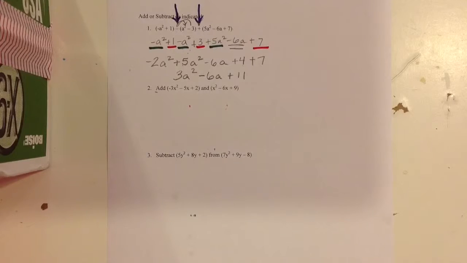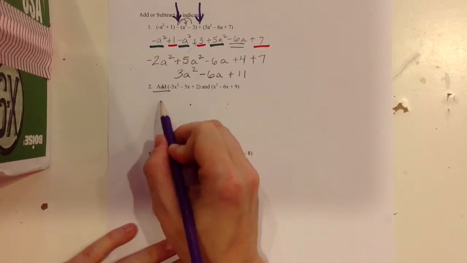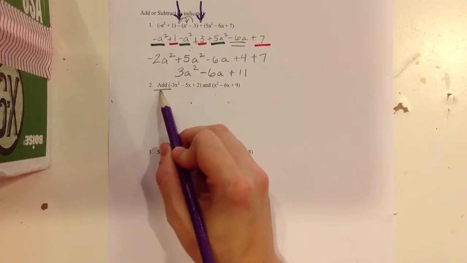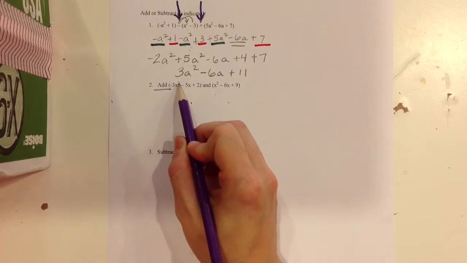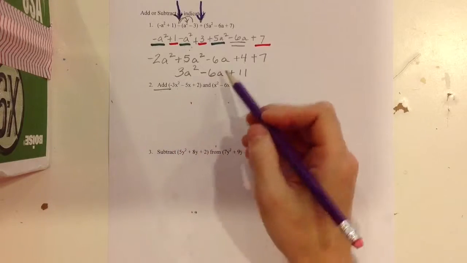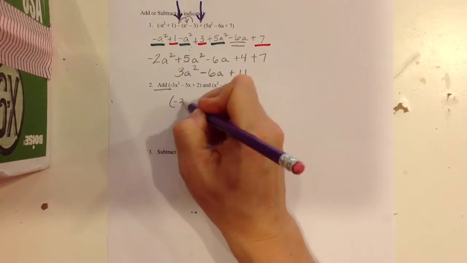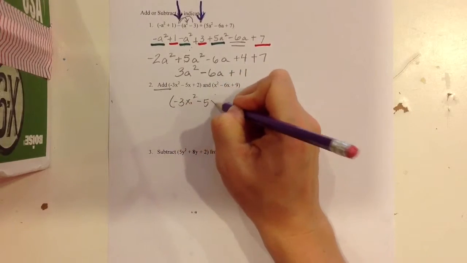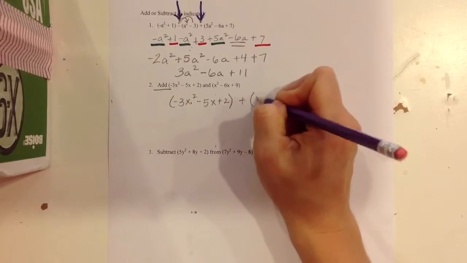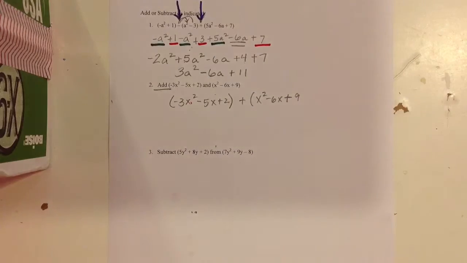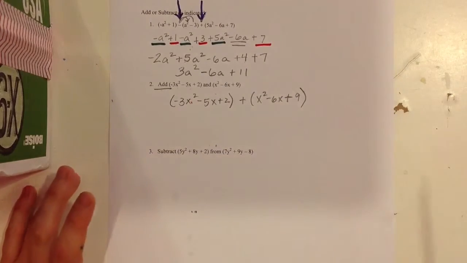Okay? Our next two examples have kind of like translating words. And so they're basically telling us what operation to use with the number or the words in front. So they want to add negative 3x squared minus 5x plus 2 to x squared minus 6x plus 9. So I'm going to rewrite this with the operation in between. Okay, now that we have it written with the operation in between, now we can combine like terms.